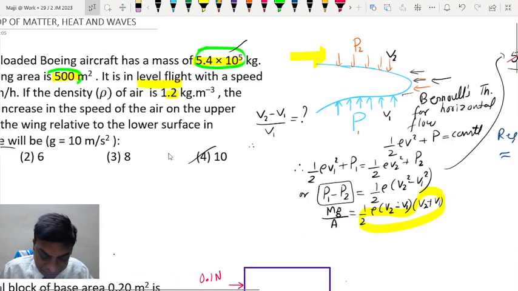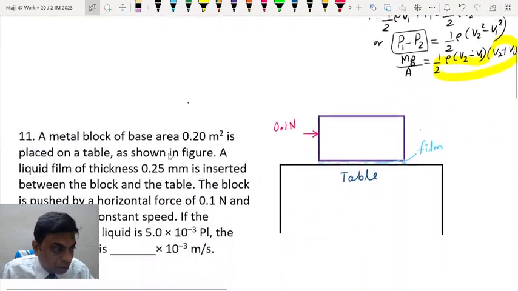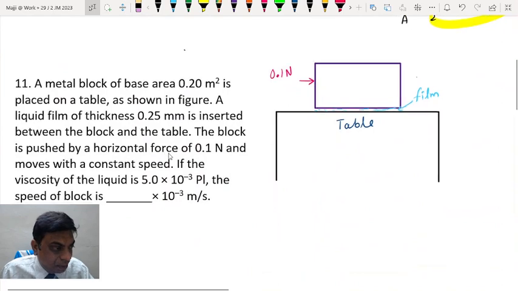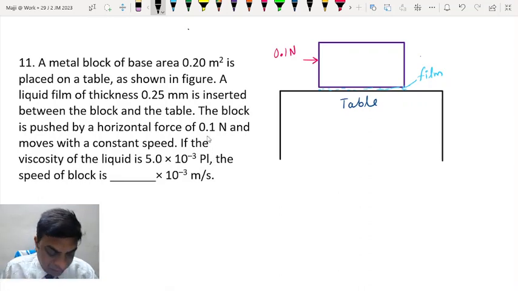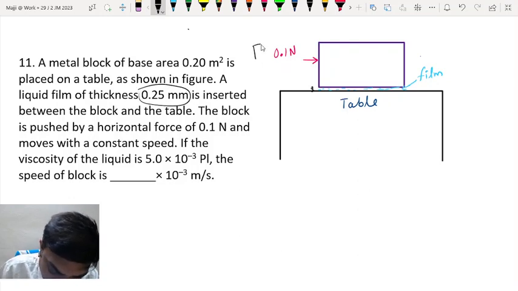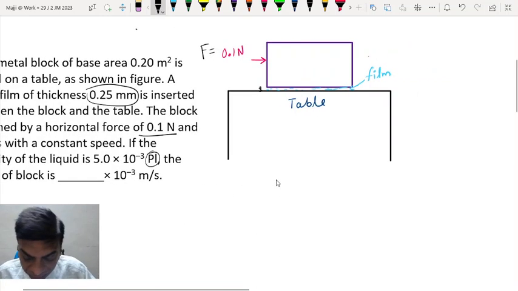So I hope that is clear. Moving on to the next question. A metal block of base area this much is placed on a table as shown in the figure. A liquid film of thickness this much is inserted between the block and the table. The block is pushed by a force of this, with a constant speed. If the viscosity of the liquid is this much poise, then the speed of the block is.